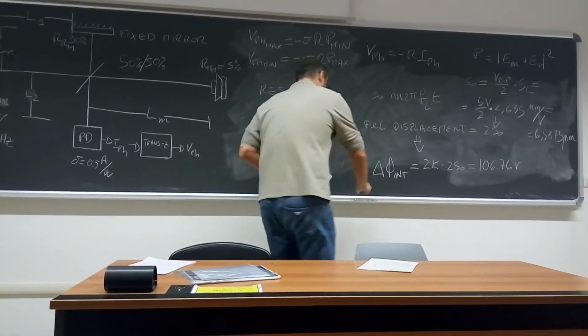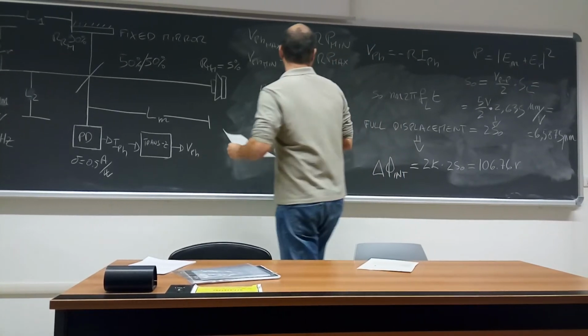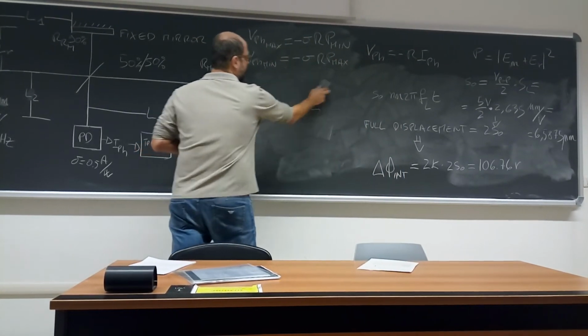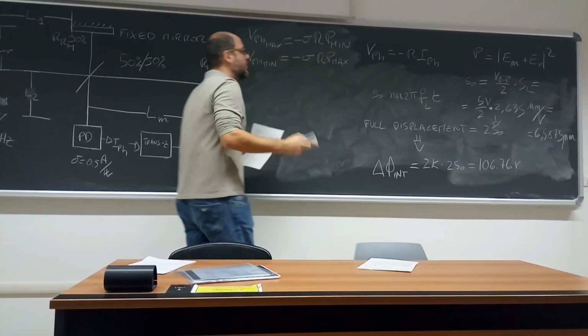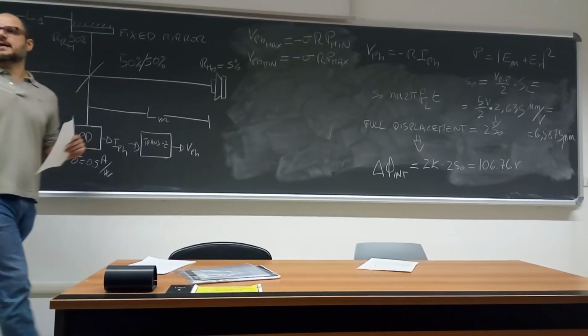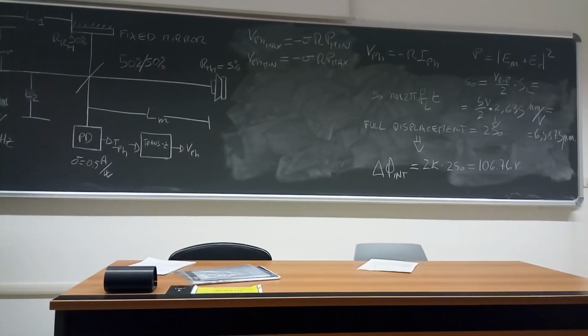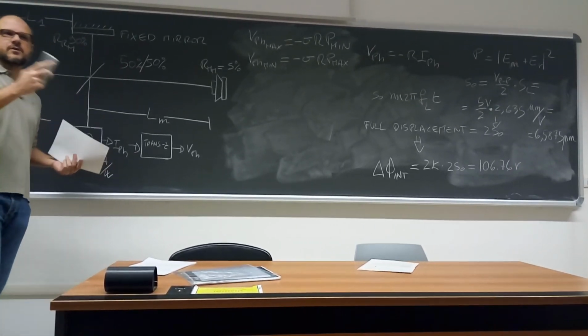Okay, now another question. With this phase, how many interferometric fringes will I see on the oscilloscope, for example, if I try to look at the photodetected current or voltage?